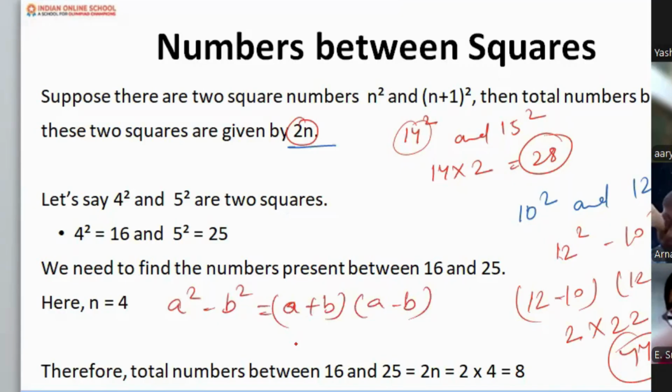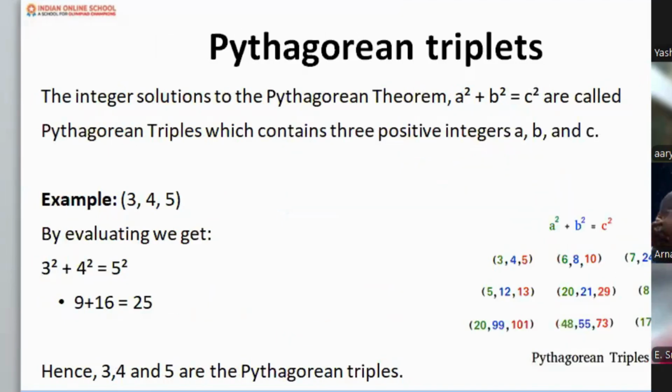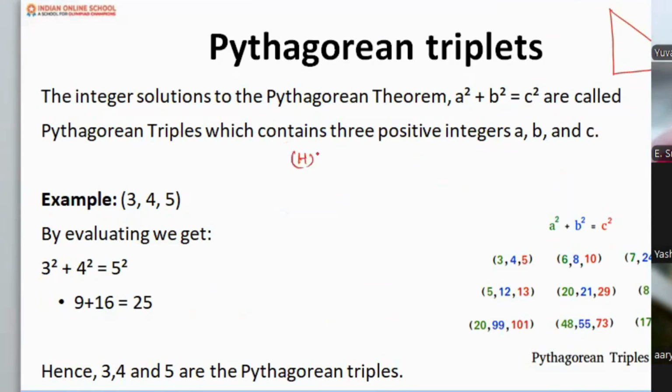Got it, everybody? Okay. Now let's move to the next thing, which is Pythagorean triplet. Now, what is that? I guess you all have heard about Pythagoras theorem. Yes, ma'am. Triangle, hypotenuse. The hypotenuse square equals the square of the base plus the square of the height. Correct. The square of the longest side, which is the hypotenuse, is always equal to the sum of the squares of the other two sides. Correct? The same thing we are going to apply over here.